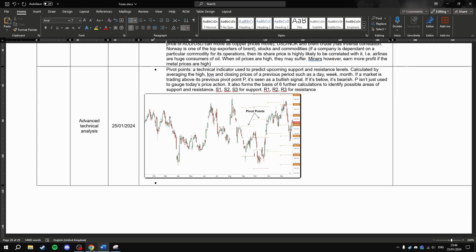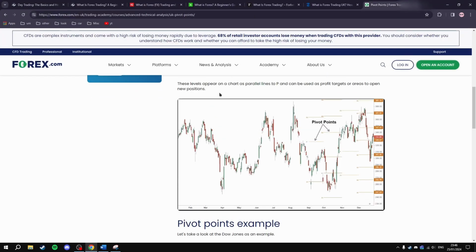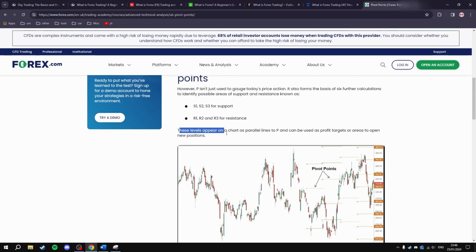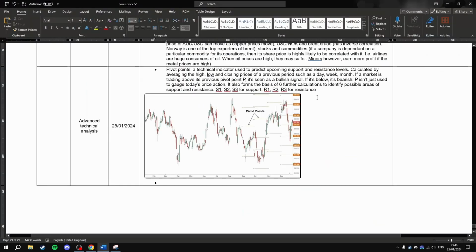Wait, let's have a read on. These new levels appear on a chart as parallel lines to P and can be used as profit targets or areas to open new positions.